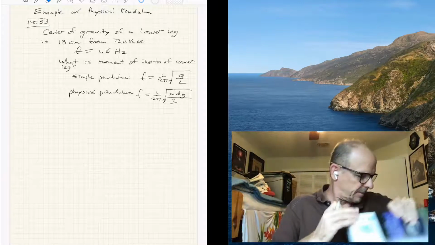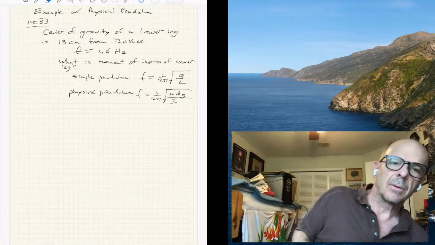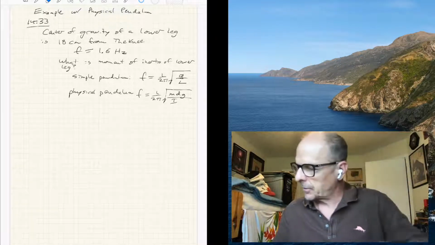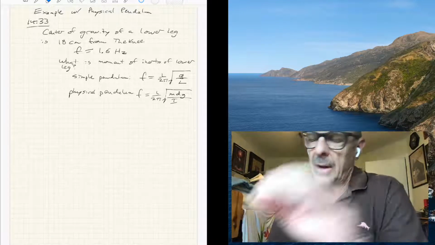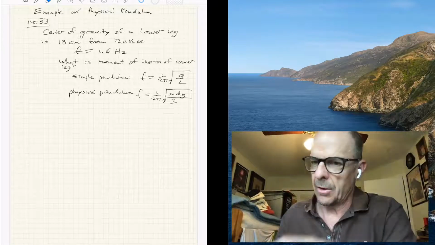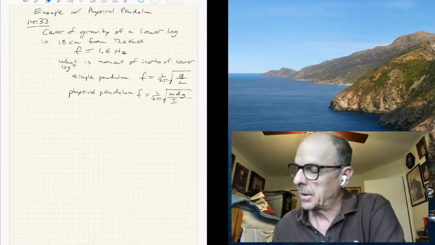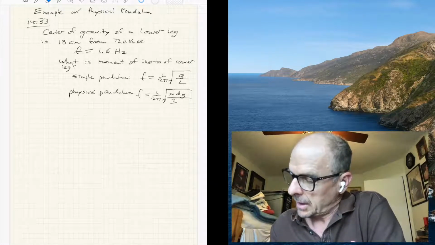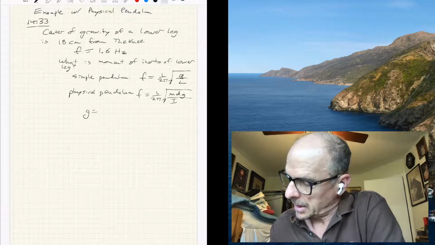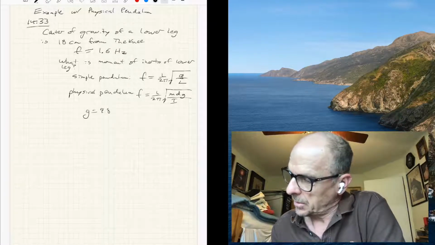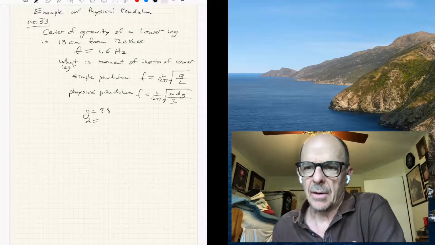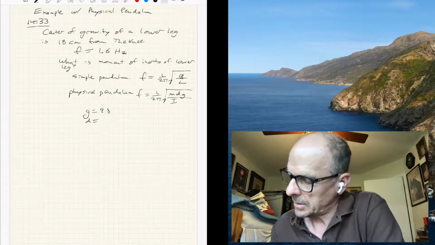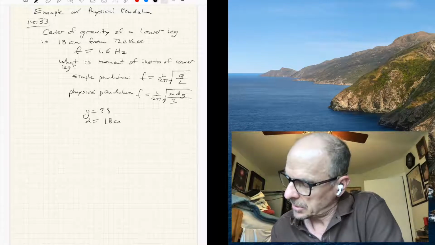So we're given the frequency of 1.6 hertz. We don't know the mass, and we don't know the moment of inertia, which we have to figure out. We do know g is 9.8, and we know d, the distance of the center of gravity from the pivot point, is 18 centimeters, which is 0.18 meters.